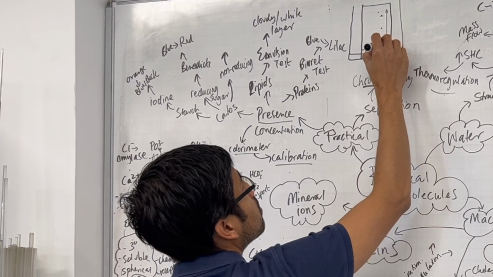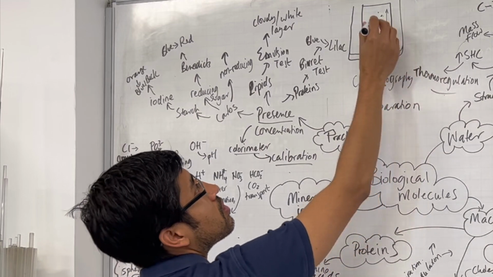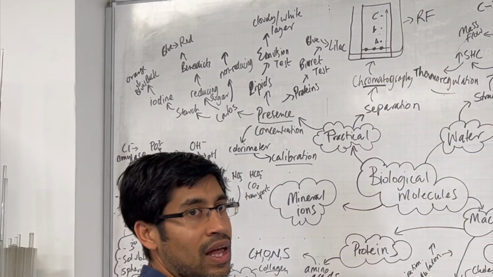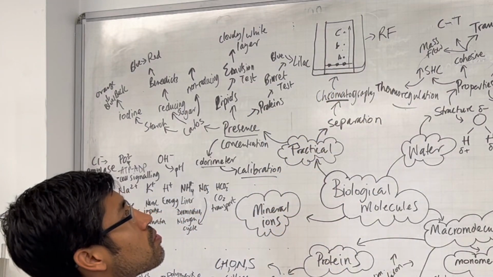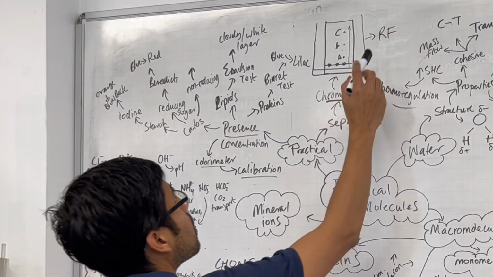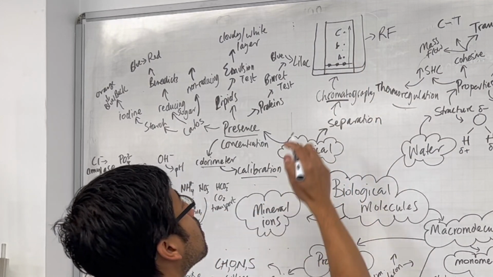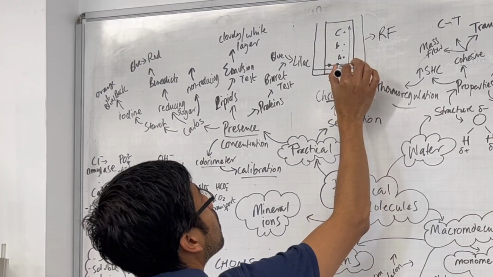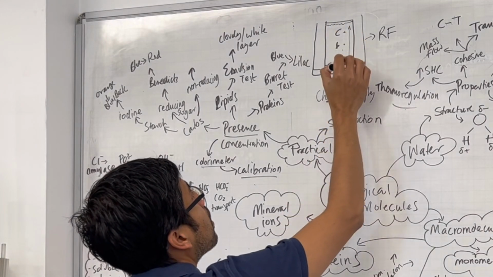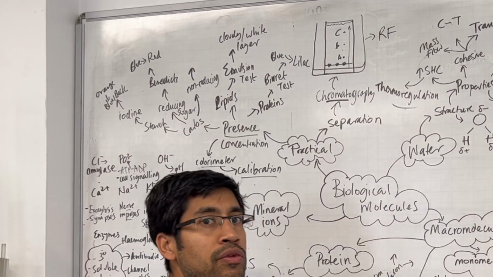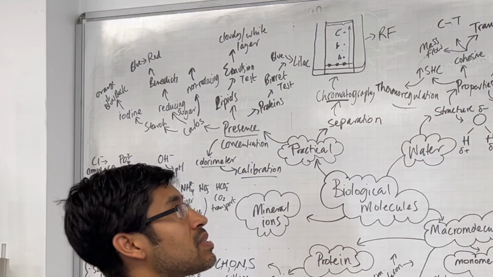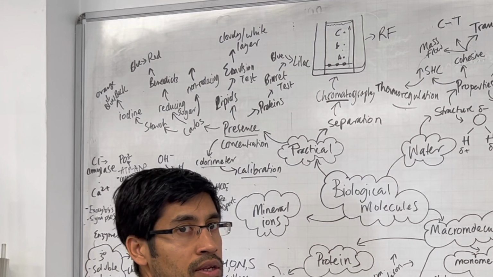Now, these different molecules, so molecule A moved up this much, molecule B moved this much, molecule C moved that much. The way we can compare them is by using the RF value. RF stands for retention factor, okay? It is the ratio between the distance moved by the molecule, for example C, divided by the distance moved by the solvent, the solvent front, which is going to be somewhere up here. Each of C, B, and A will have a different RF value because they each moved different distances, and that can be used to identify and differentiate them.